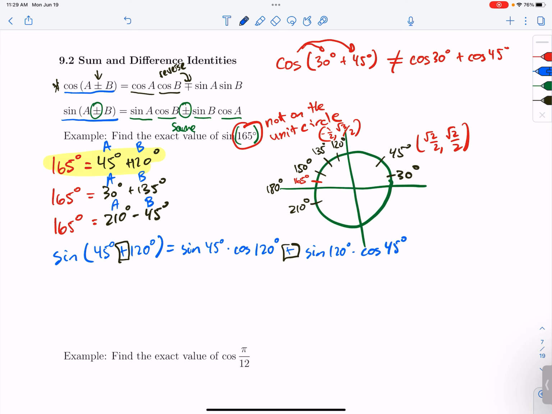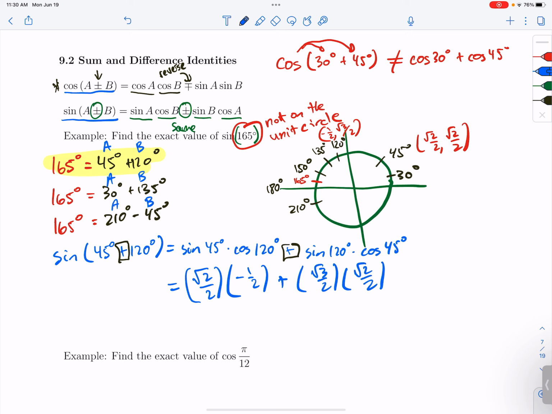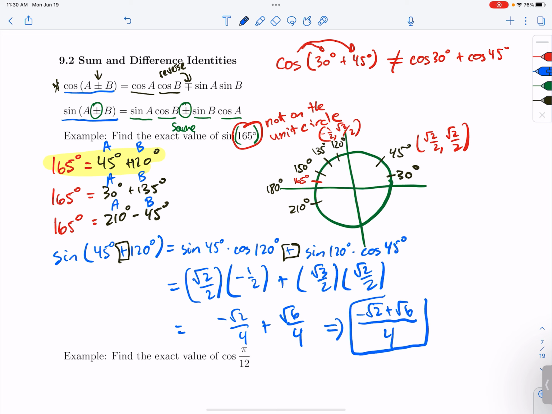So I can go ahead and fill these in. Sine of 45 degrees is the y coordinate at 45, so root 2 over 2. Cosine of 120 is the x coordinate, so negative 1/2, plus sine of 120 is root 3 over 2. Cosine of 45, root 2 over 2. And then I can just multiply, so I get root 2 times negative 1 is negative root 2 over 4, plus root 6 over 4. And then I can write this as a single fraction, negative root 2 plus root 6. And there we have it.